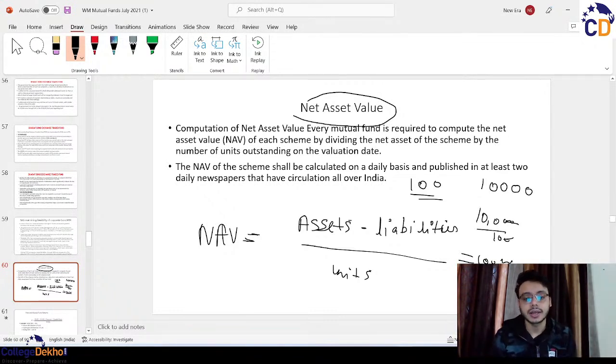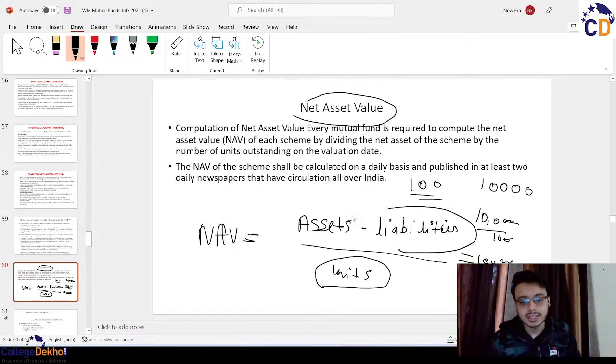The number of units you are getting, you can also calculate as: units equal the fund's assets minus liabilities divided by your NAV. Okay, so that is one thing. But now, what do we mean by the fund's assets and the fund's liabilities? And the same concept we can apply to shares as well.